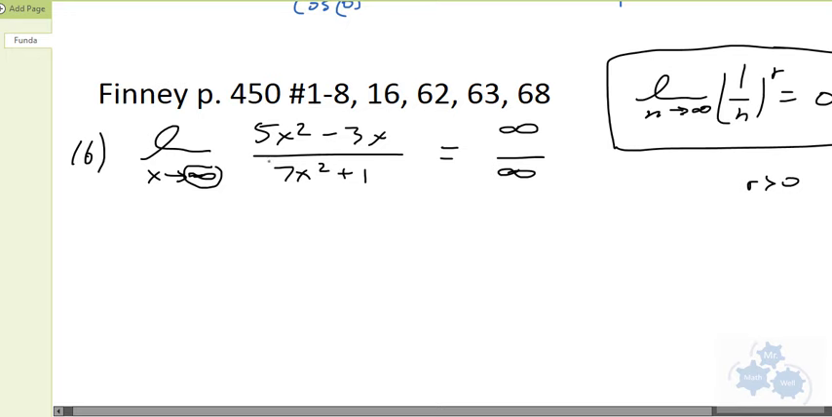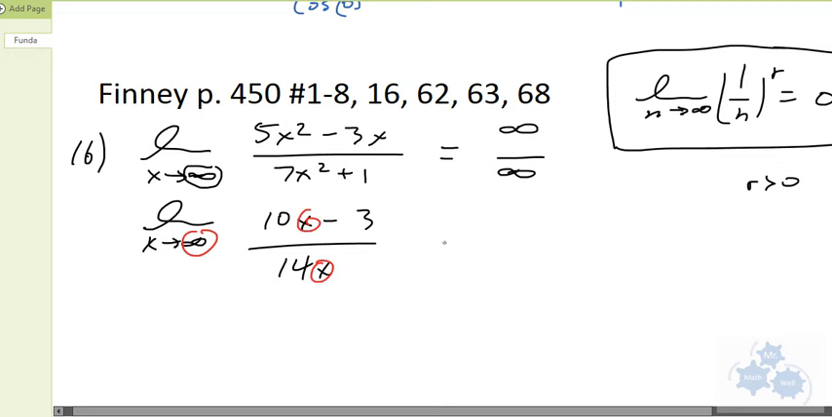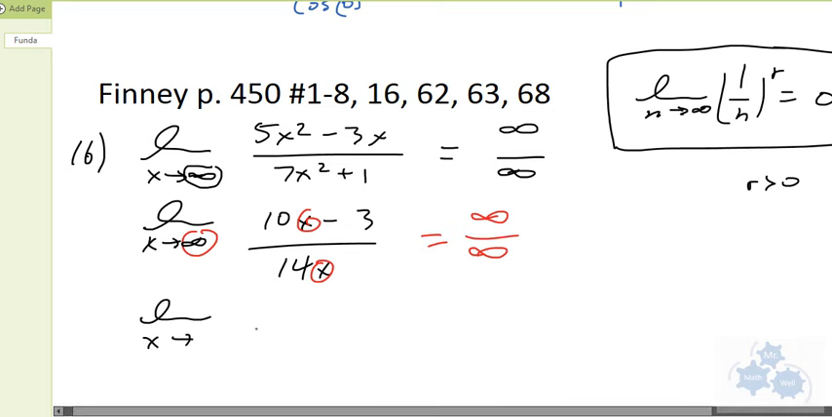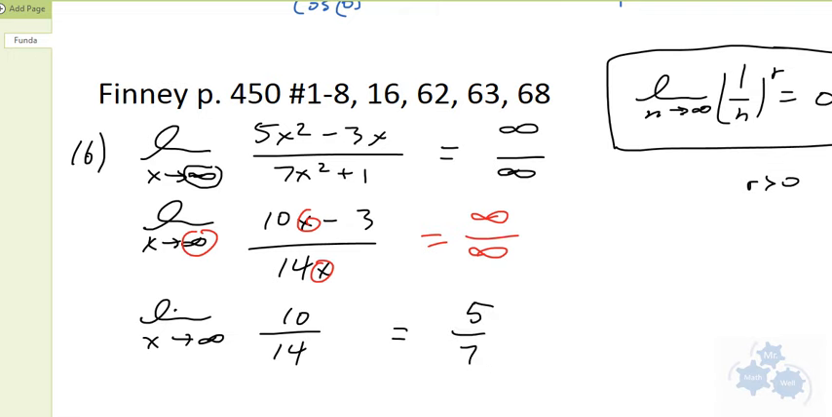If we're at this point here, let's apply L'Hopital's rule, and the derivative here is going to be 10x minus 3, and over here is going to be 14x. If we plug infinity in for x values here, what do we get? Well, 10 times infinity minus 3, that's infinity. 14 times infinity, that's infinity. So let's apply L'Hopital's rule one more time. As the limit as x approaches infinity, take the derivative again, we get 10 over 14. Now there's no x, which is great. x can go wherever it wants, and we're still left with 10 over 14. So that's 5 over 7. That's your limit. That's your answer.